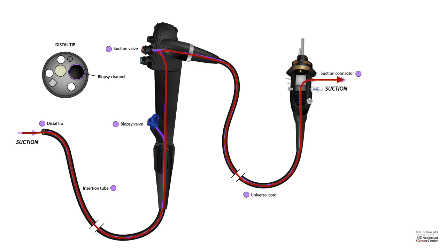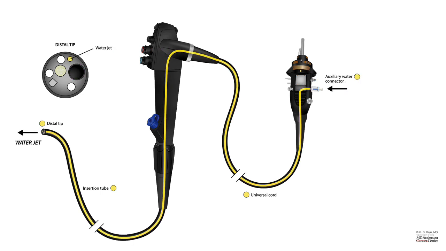If you want to clean the field by injecting water, using the water jet by pressing on the foot pedal, this is where the water comes. As you can see here, there is a separate channel for the water jet and it comes out.